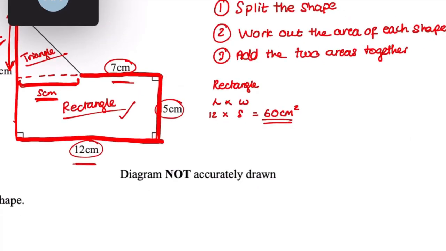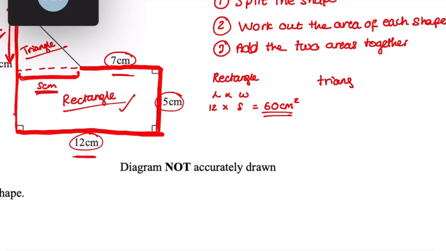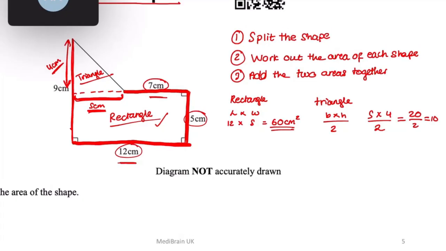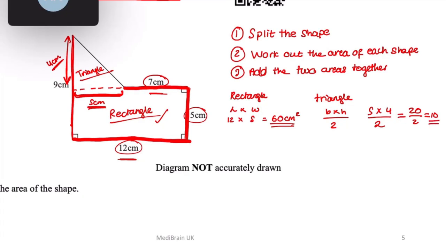And then we know that the area of a triangle is base times height divided by 2. So it's going to be 5 times 4 divided by 2, which is 20 divided by 2, which is just 10 centimeters squared. So we've worked out the area of the triangle and the area of the rectangle. Now all you have to do is add them together. So you're going to do 60 add 10, and that's going to give you 70 centimeters squared.